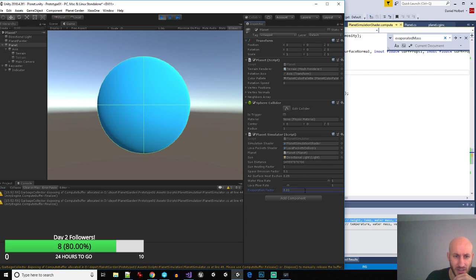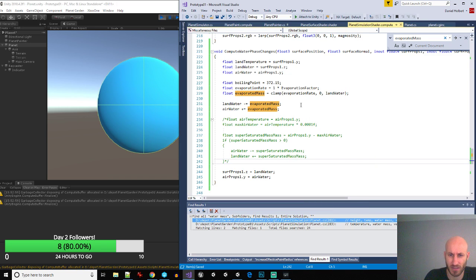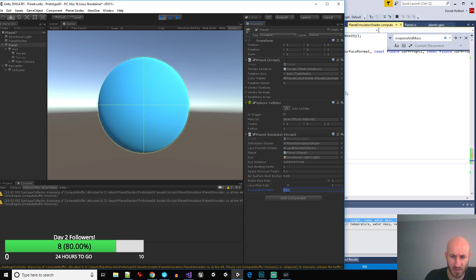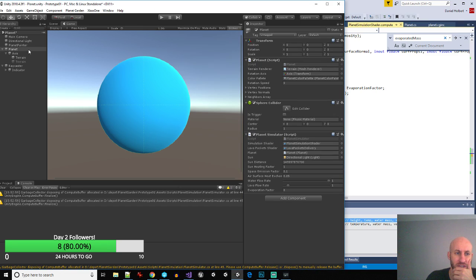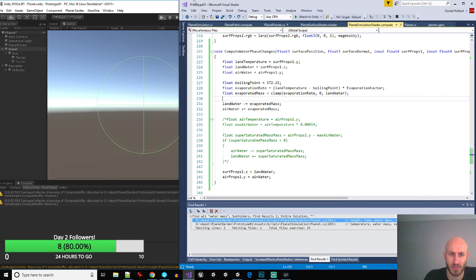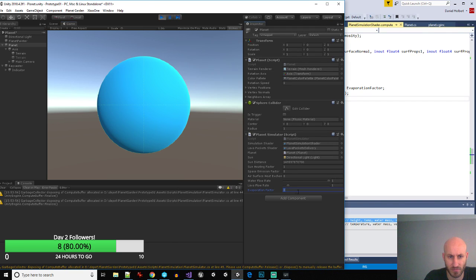Okay, so that did good. So land temperature should be higher than the boiling point unless it's cooling off so quickly because it's transferring the heat to the air or to space. So let me turn off sending heat out to space and sending it to the air, just as a test. Okay. Yeah, it just cooled off too quickly.